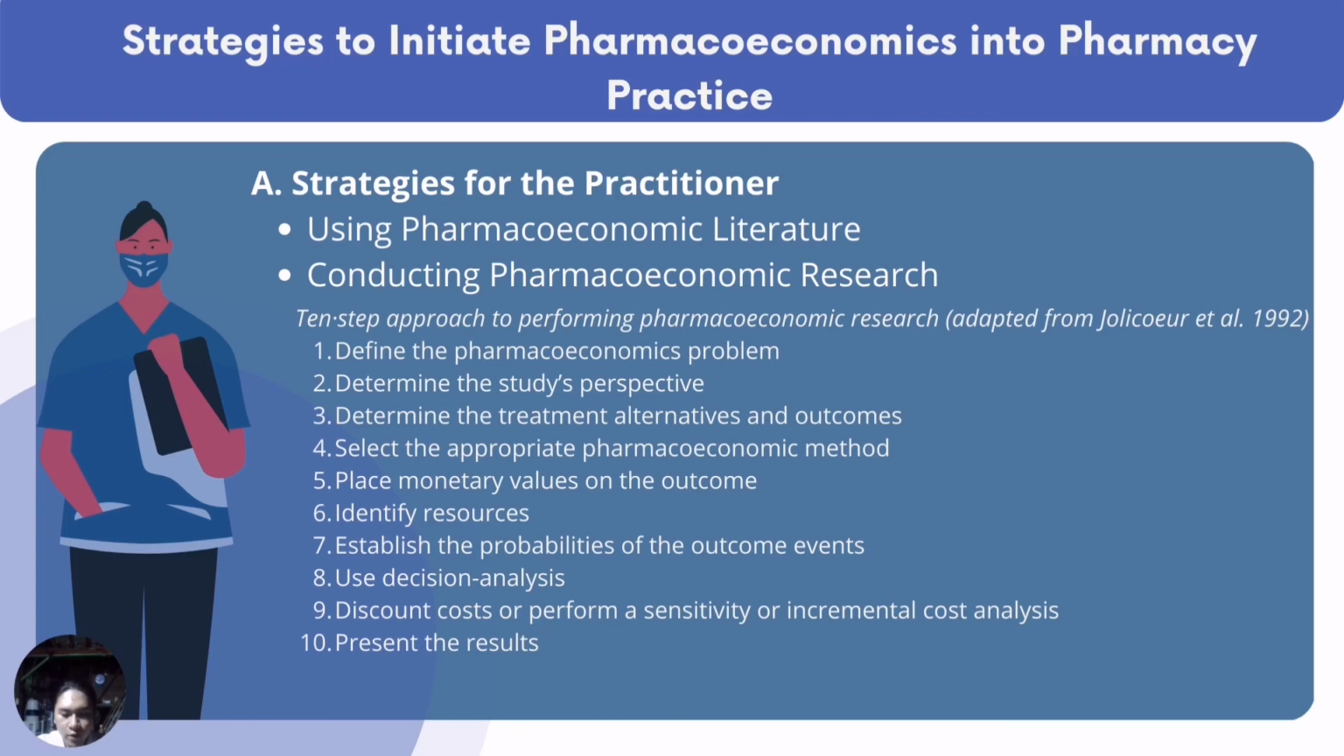1992. First, define the pharmacoeconomic problem. Second, determine the study's perspective. Third, determine the treatment alternatives and outcomes. Fourth, select the appropriate pharmacoeconomic method. Fifth, place monetary values on the outcome. Sixth, identify resources. Seventh, establish the probabilities of the outcome events. Eighth, use decision analysis. Ninth, discount costs or perform a sensitivity or incremental cost analysis. And tenth, present the results.